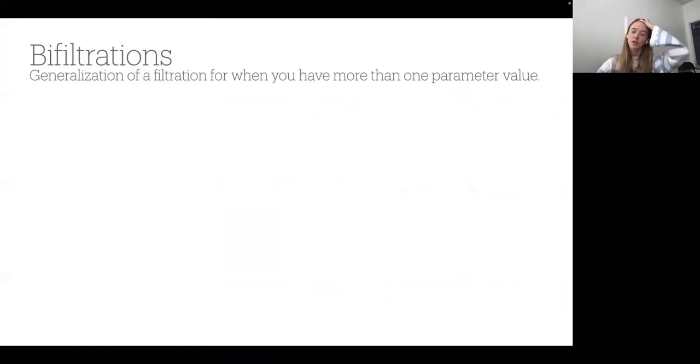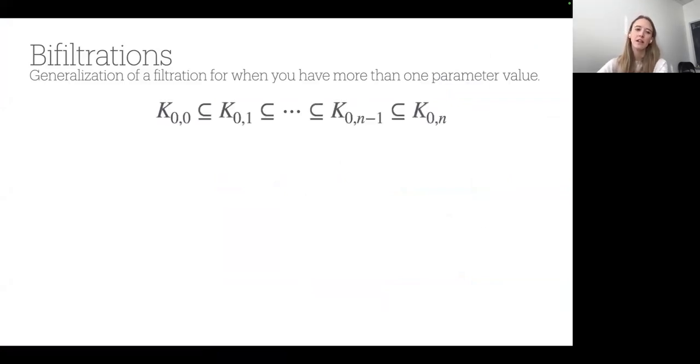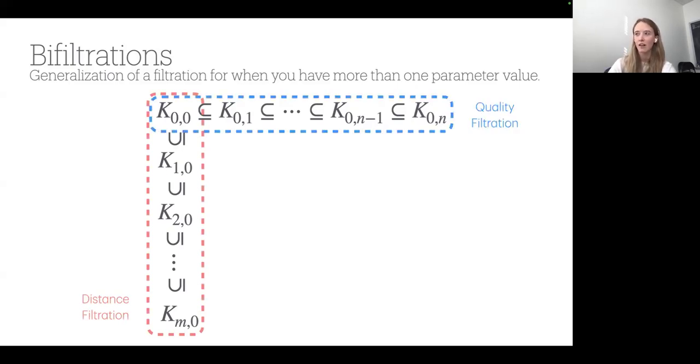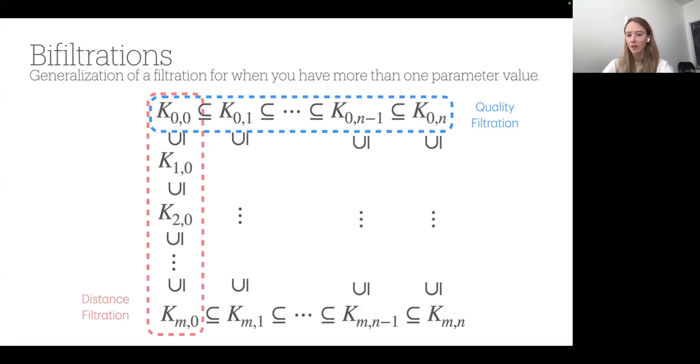So bifiltrations are this generalization of a filtration where you have more than one parameter to think about. In this case, bifiltration is specifically 2 parameters. And so we have in one direction, one filtration, in one direction, the other filtration. This vertical, again, is that distance filtration, and horizontal here is the quality filtration, and then filling in all of the pieces in between. And so here we have this giant collection of spaces with inclusions between them, which in theory you can compute what's called multi-parameter persistent homology.